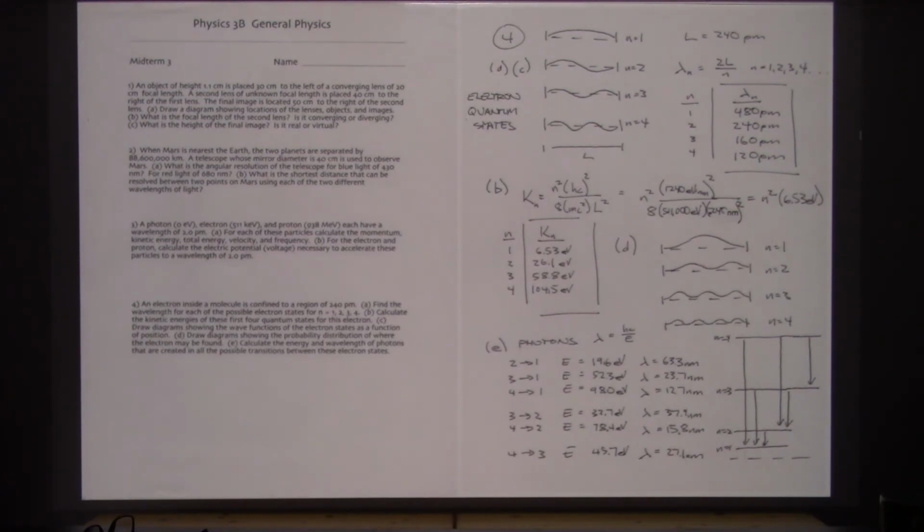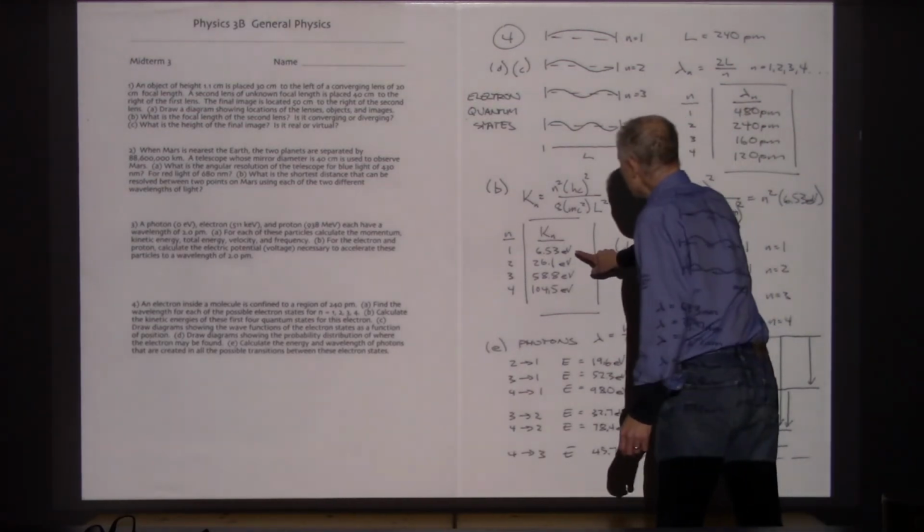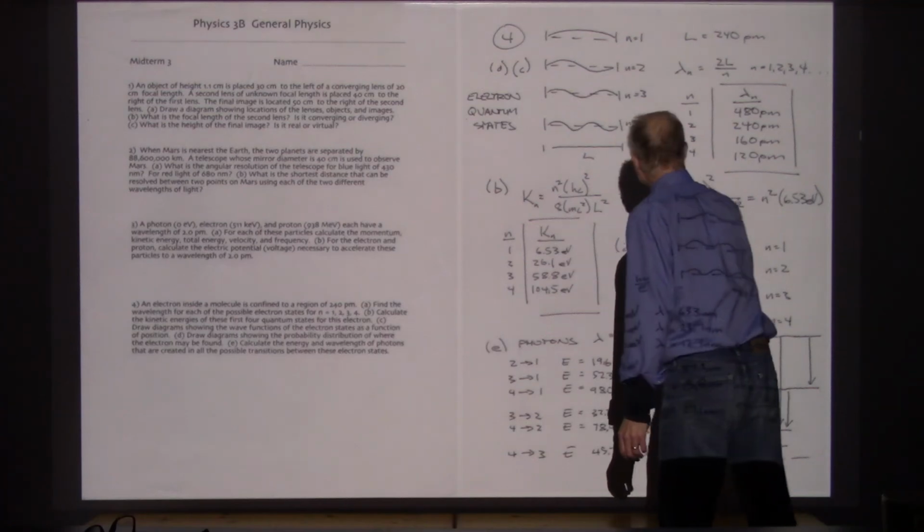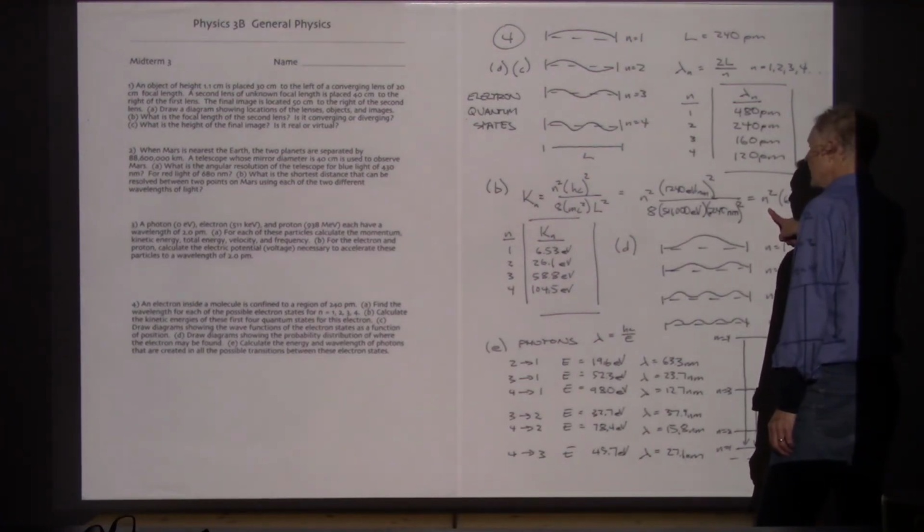An electron confined within some region will always have some minimum amount of kinetic energy to it, and for this particular example, the 240 picometer size tells us the kinetic energy will be at least 6.53 eV. That's the lowest energy quantum state available to the electron. Okay, and then the others just get bigger, and they get bigger quite fast because there's just an n squared right here.